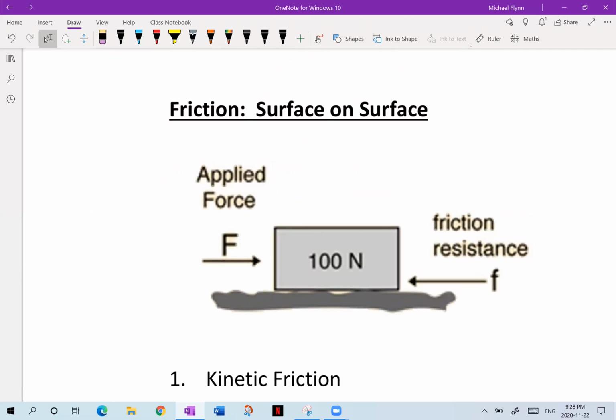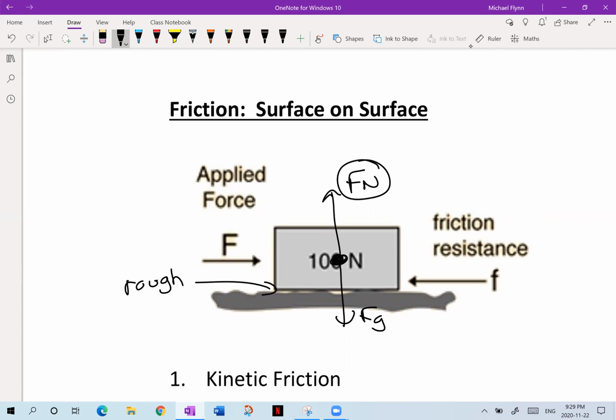Now, friction depends on two things, basically. It depends on exactly two things. One of those things, if you look at this object, there's gravity acting on it, and there's also a normal force. This normal force is the amount of contact on the surface from the surface of the object. Now here, the surface is rough, which is the thing that creates friction in the first place.